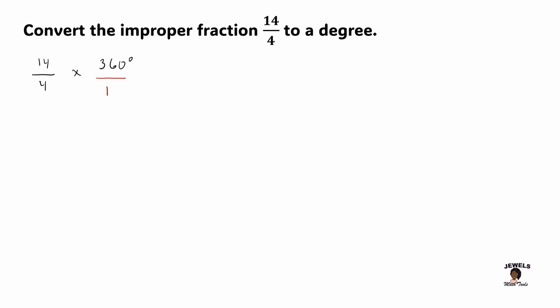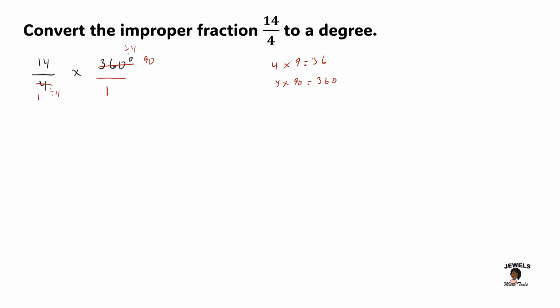Okay, so I'm going to simplify my 4 and my 360 degrees, because I recognize that 36 is in the 4 times table, and I know that when I multiply 4 times 9, that gives me 36. Then that means that when I multiply 4 times 90, that is going to give me 360 degrees. So I'm going to divide 4 into 4, which is going to give me 1, and I'm going to divide 360 by 4, which will equal 90.